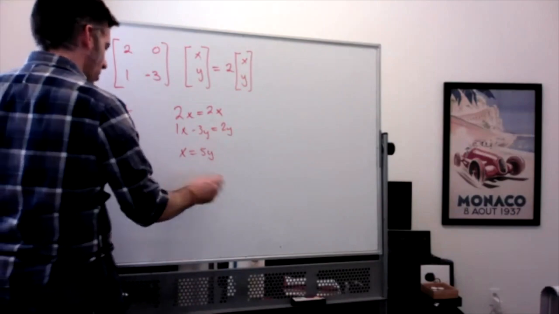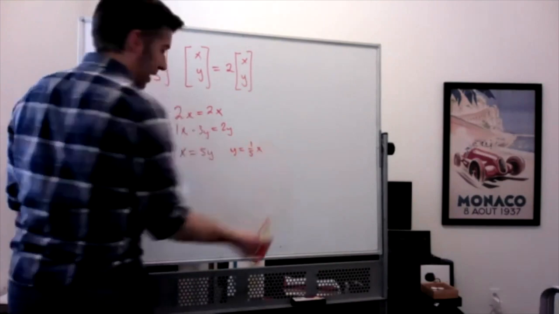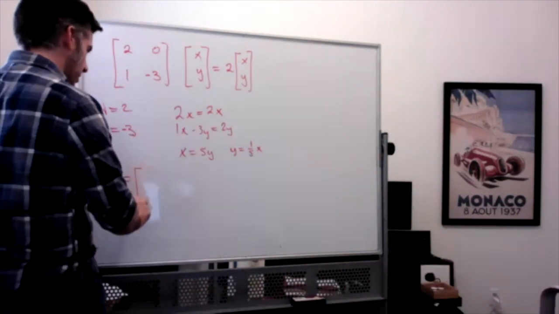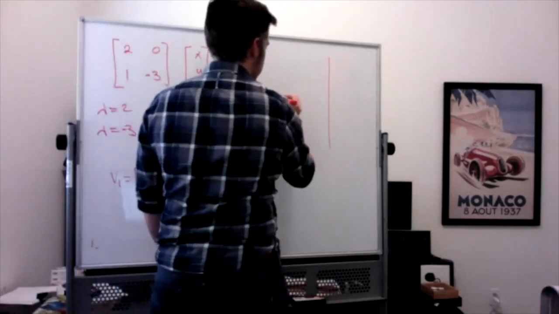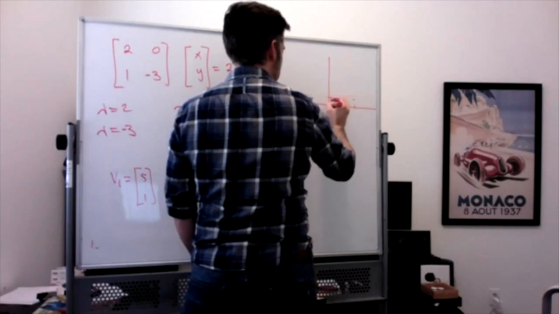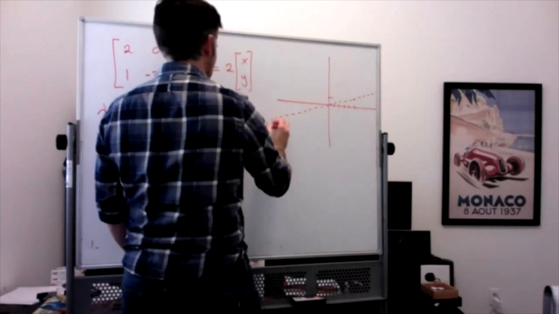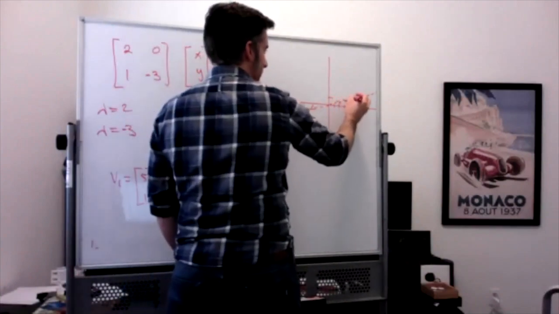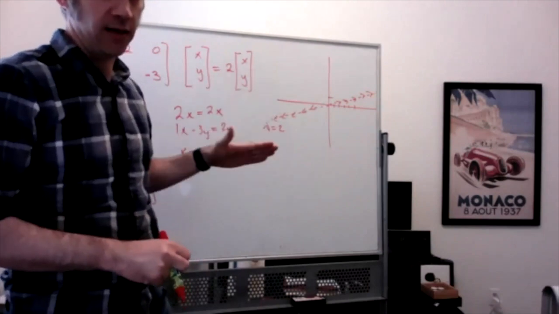So you could also solve for y if you really want to. y equals 1/5 x, if that helps you graph the eigenline. My eigenvector is going to be x could be 5 and y could be 1. I graph the eigenline, I go over 1, 2, 3, 4, 5, and up 1. So on this line, all of the vectors exactly point in the direction of that line.